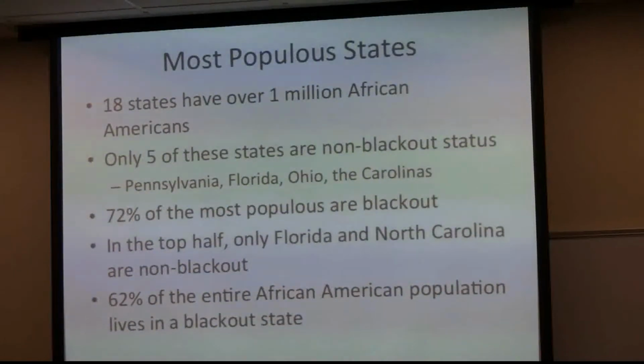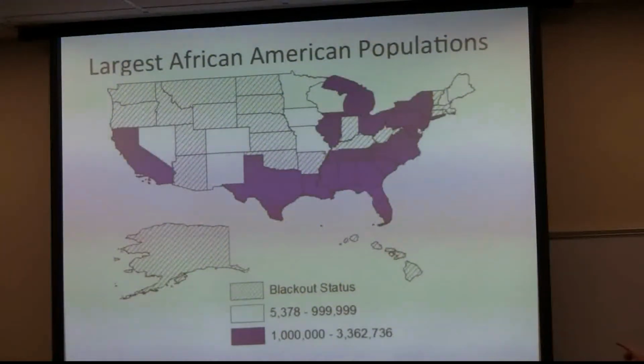In the top half, only 2 of those states actually matter. And if you look at the entire country, over 60% of the African American population lives in a blackout state. So only 38% of African Americans live in a place that's in play. And then this map shows that a little better. Everything that's purple is the over 1 million African Americans, and once again, the only places not blacked out are Ohio, Pennsylvania, Florida, and the 2 Carolinas.